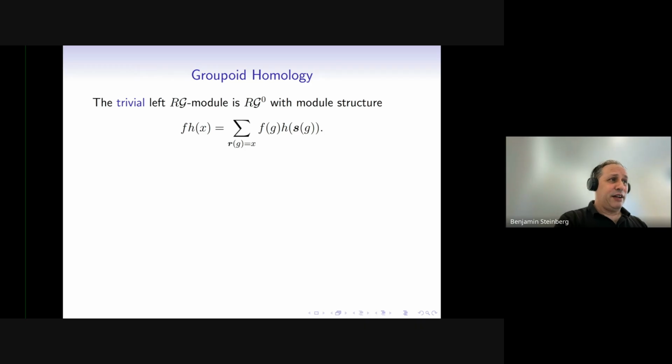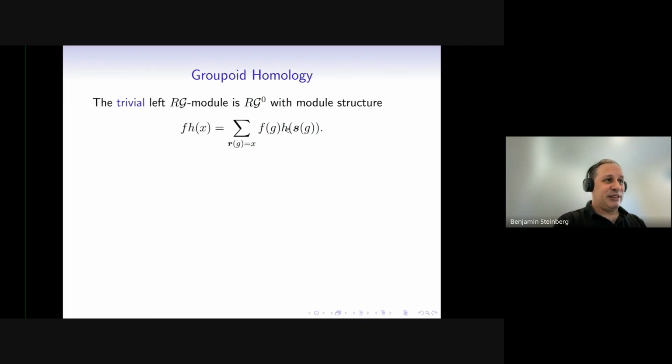So now I want to talk about groupoid homology. There are a number of ways to define groupoid homology. I'm going to do it by imitating group homology, because this is the approach that I use in the paper anyway. So I'm going to define the trivial left RG module, which is just RG0. So it's the locally constant functions on the unit space to R with compact support. And then this is the module structure.